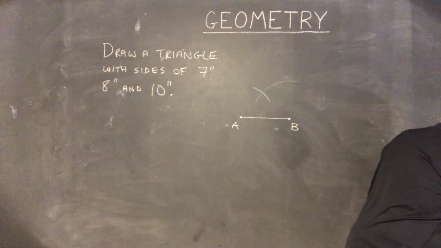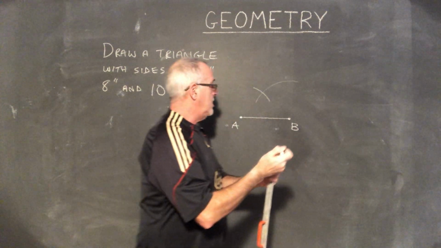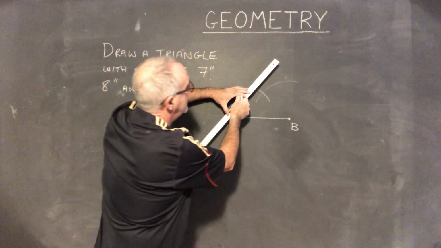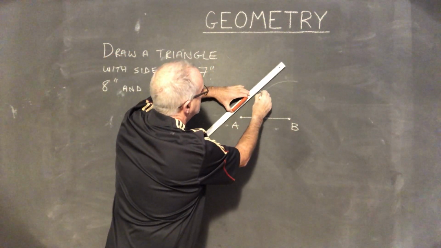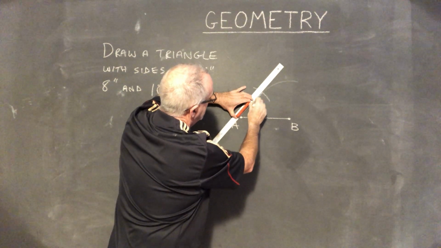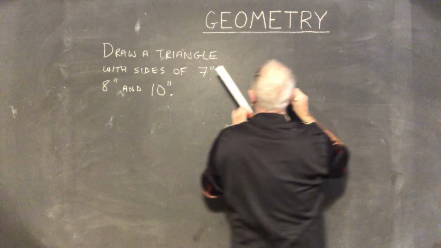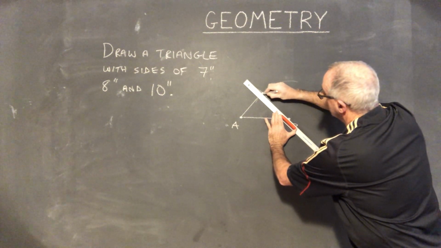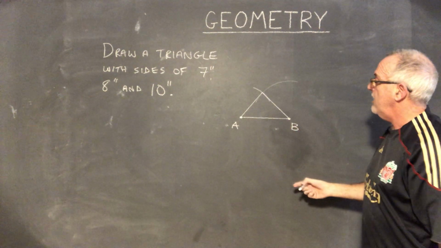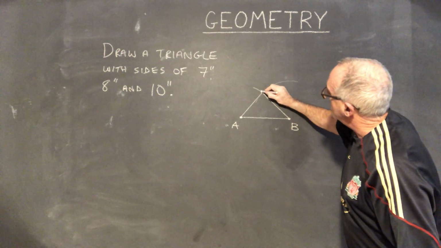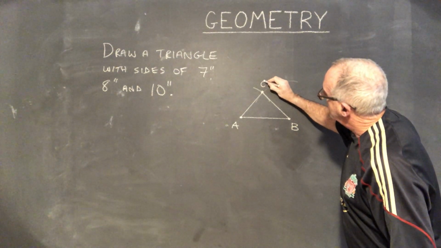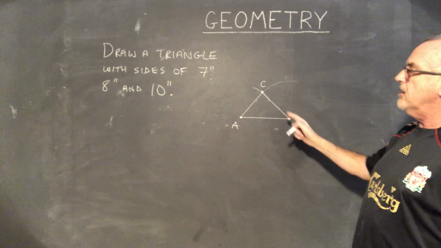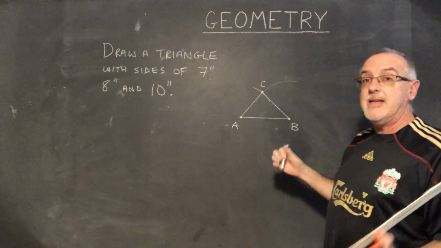So all that's left now is to draw the last two lines. From the point where the arcs cross, I'll draw a line that connects to A. From the point where the arcs cross, I'm drawing a line that connects to B. And I'll call this C, why not? And I have a triangle that obeys the instructions, and then I can test it.